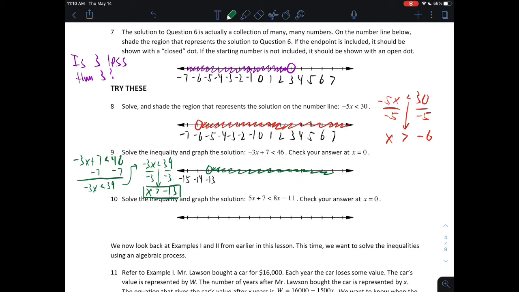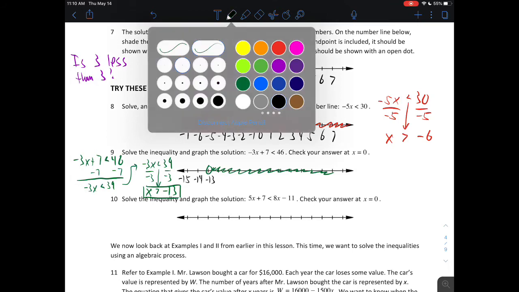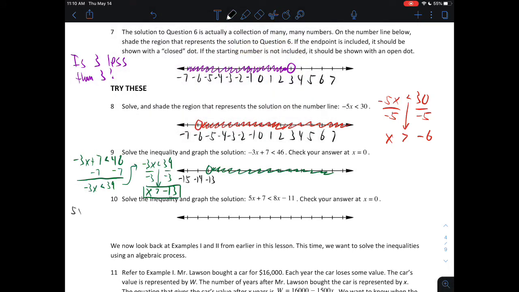And then finally, number 10, solve the inequality and graph the solution. 5x plus 7 is less than 8x minus 11. So this is just another step in the inequality solving process. So I'm going to start with writing 5x plus 7 is less than 8x minus 11. And I want to get the constants on the right-hand side.